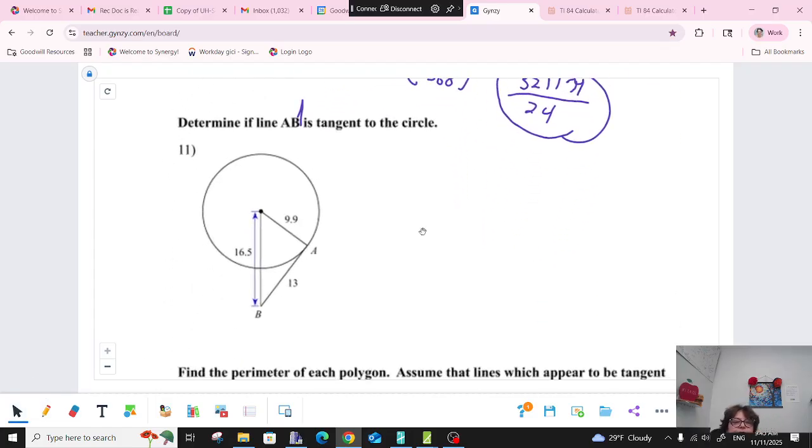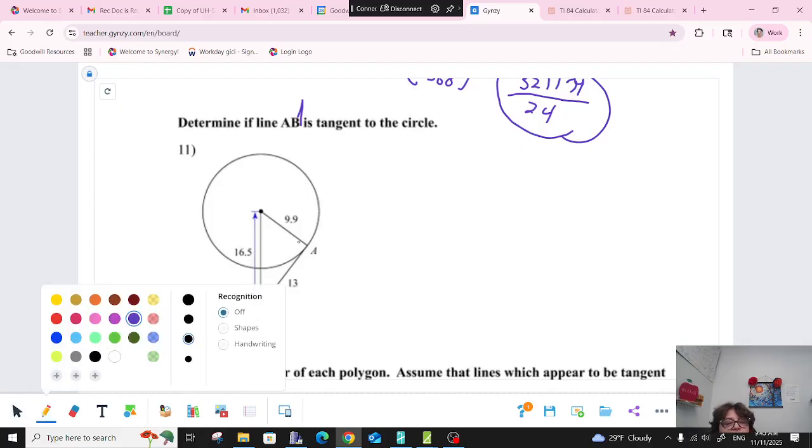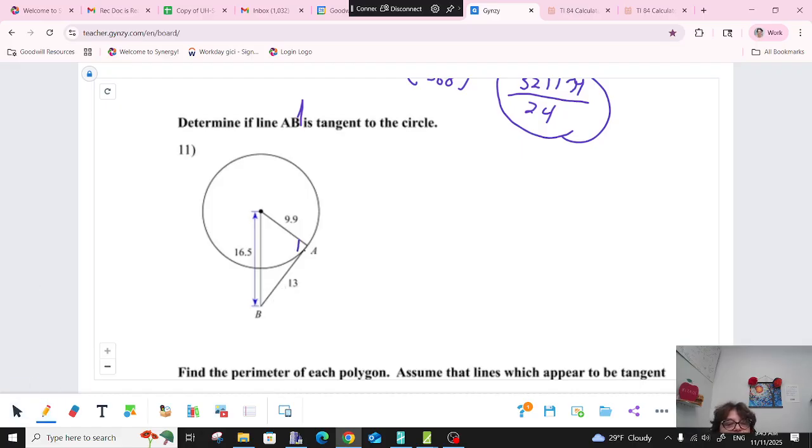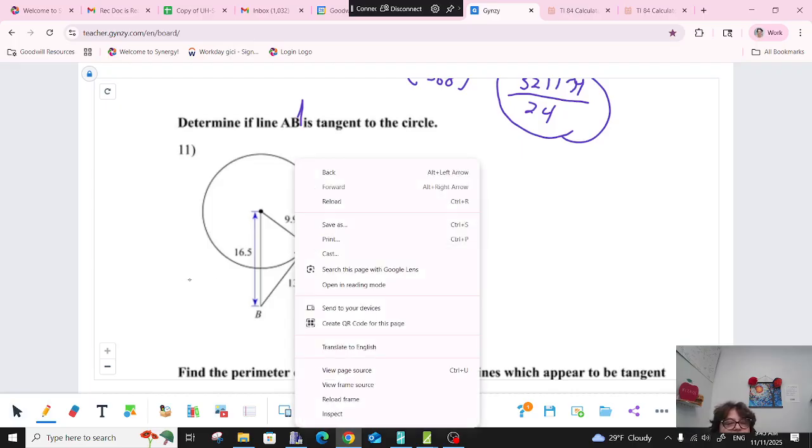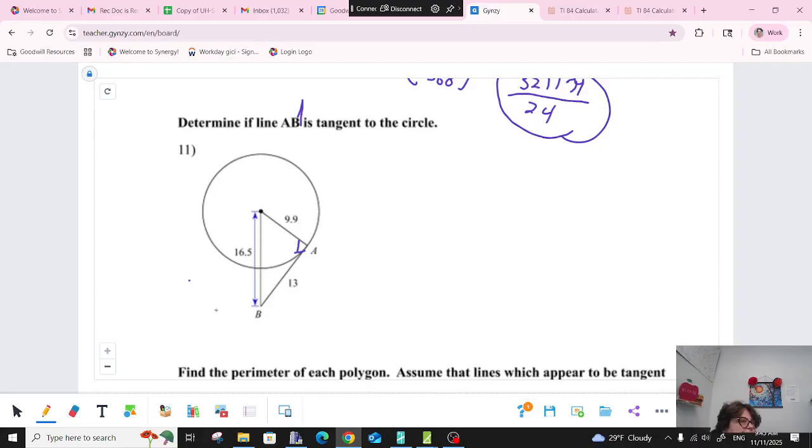Okay, how do I prove if something's tangent or not? What am I going to do here? Yeah, you're trying to see if this is a right angle. The only way to check this is a right angle is by using the converse of the Pythagorean theorem. So this would be your C, A, and B, because C is always across. And we're just going to check to see if it's equal. If it's equal, it's tangent. If it's not equal, then we say not tangent.